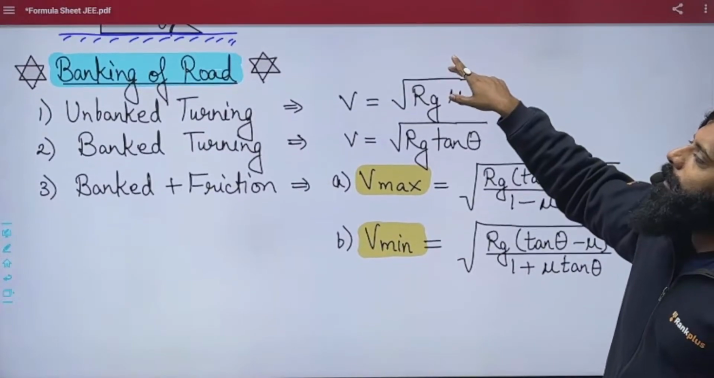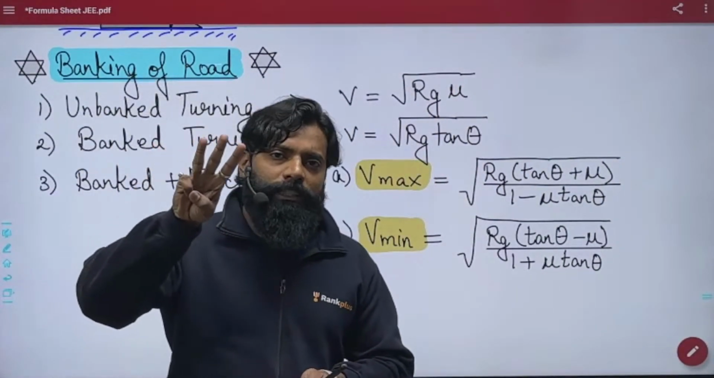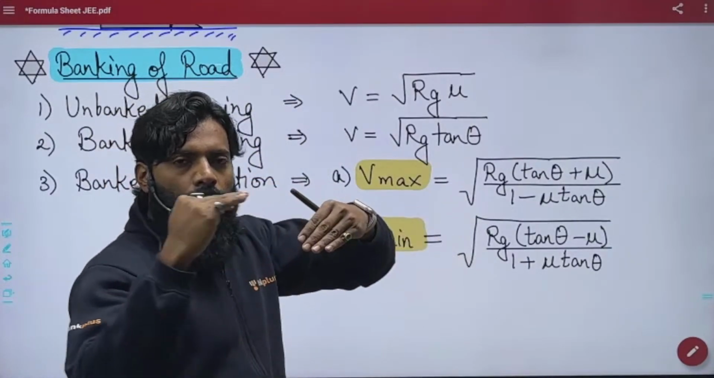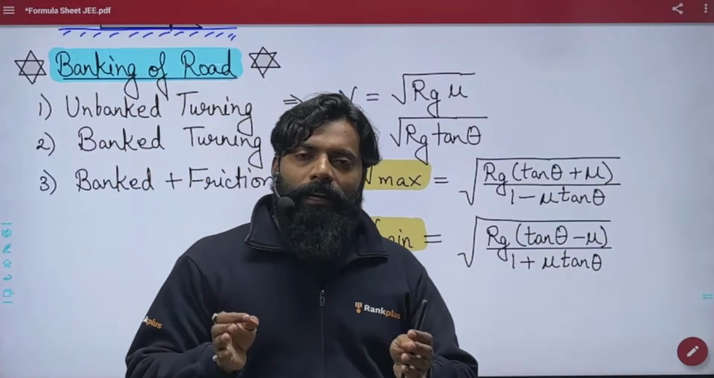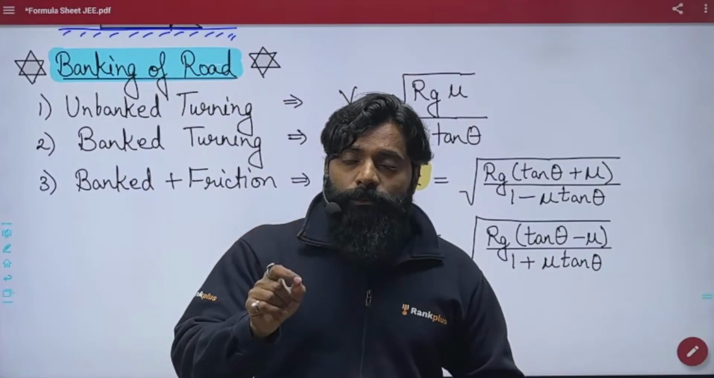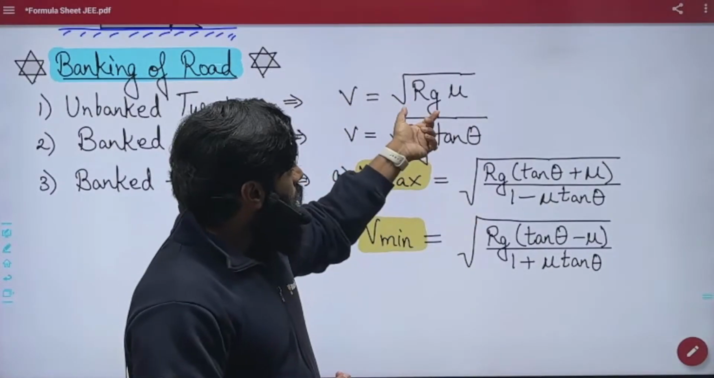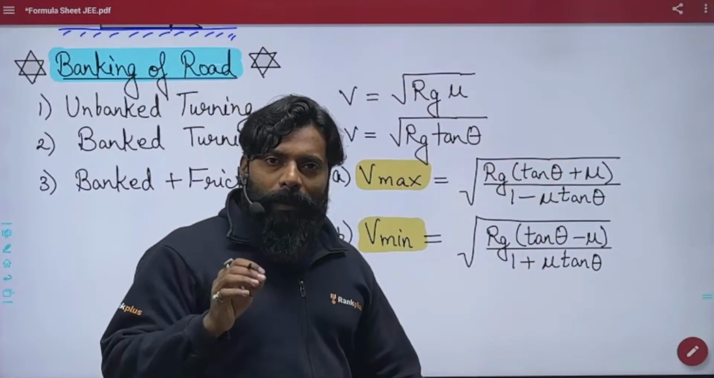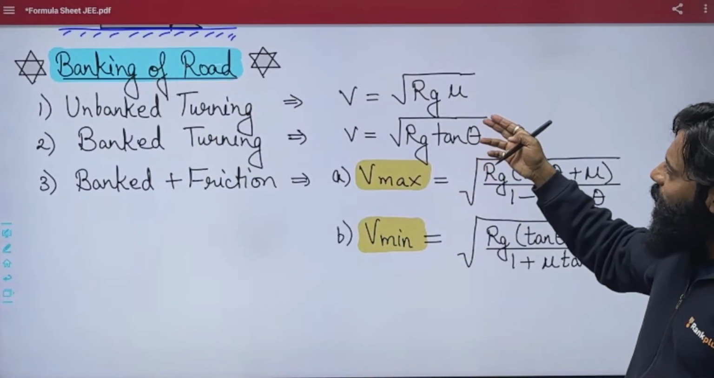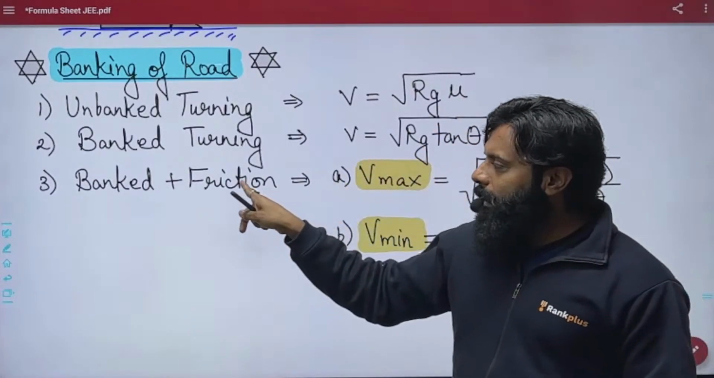Next pattern is the banking of road. In banking of road, we have three different scenarios. First scenario is when we are just taking the turn. Then we depend upon the frictional force, that is static friction, and the maximum velocity we can have while turning is under root of R g mu. In case of banking, we do not require friction, so the velocity is under root of R g tan theta. But in real life, we have banking plus friction.